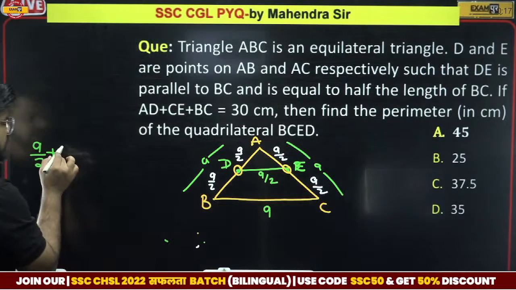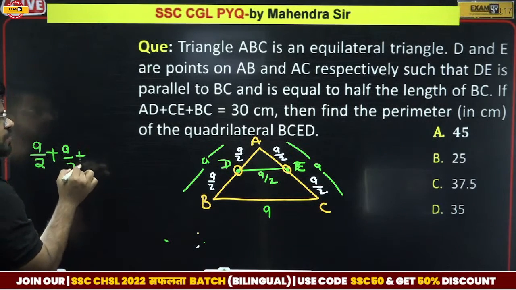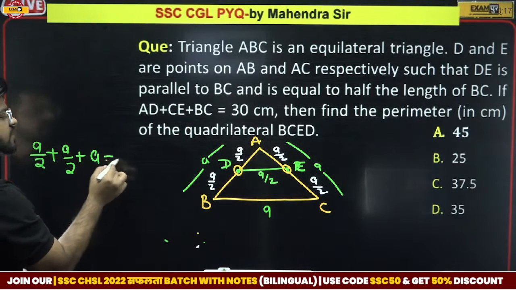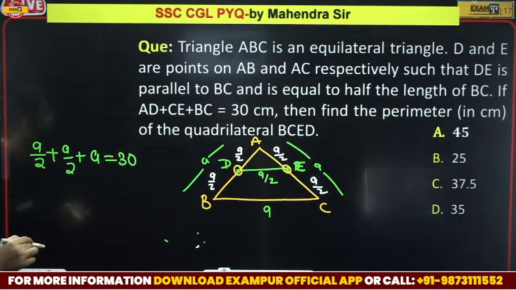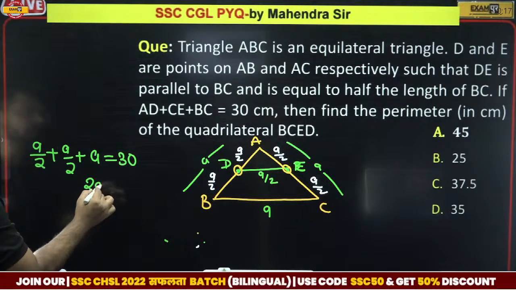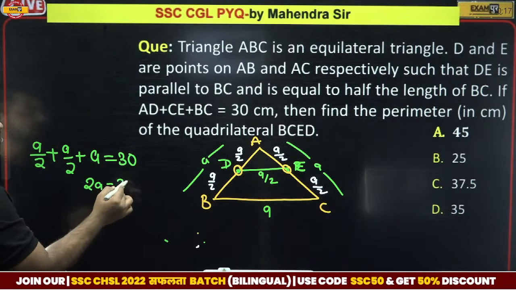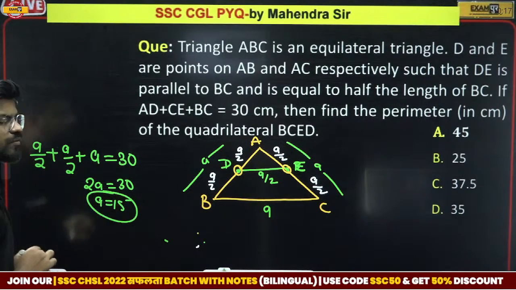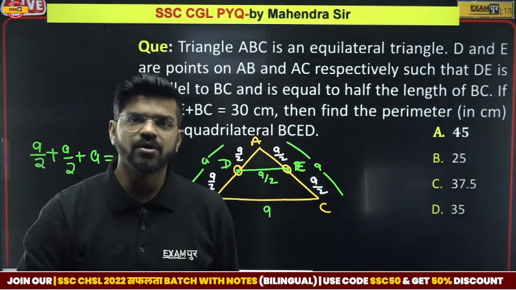This is CE, A by 2 plus BC, what is BC? This is A, and this is equal to what? This is equal to 30. So half and half A, full A. So that means 2A is equal to what? 2A is equal to 30. That means A is equal to 15.